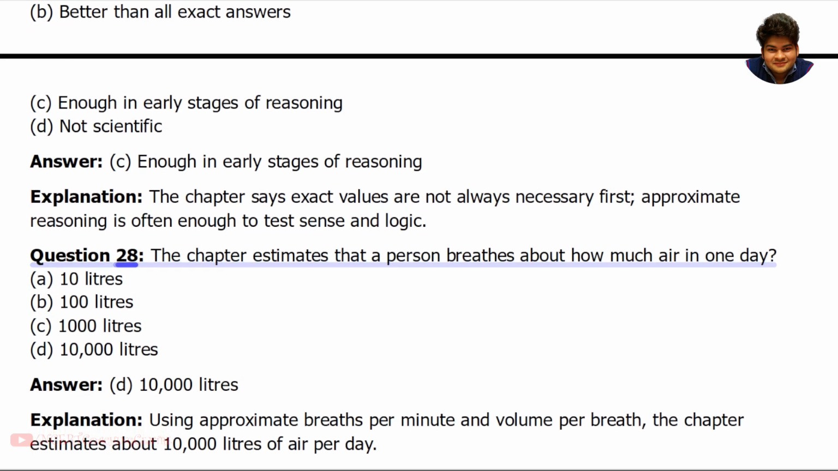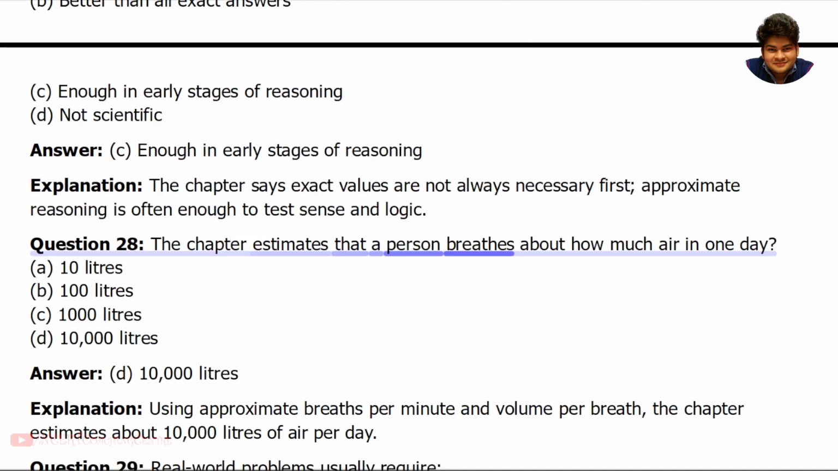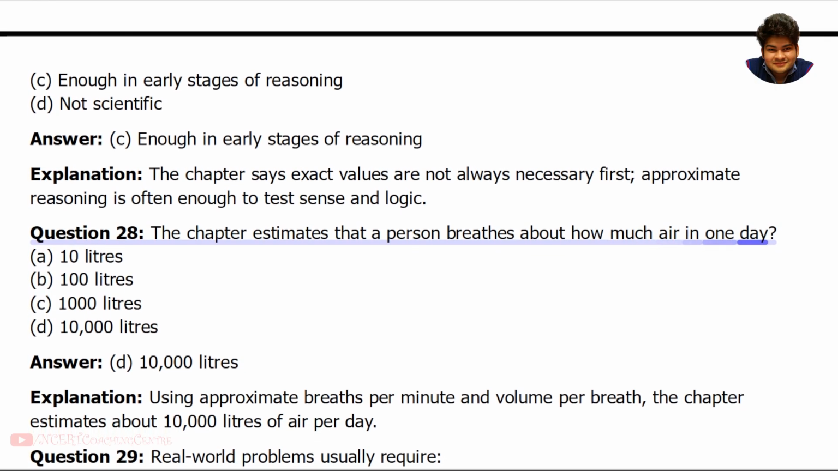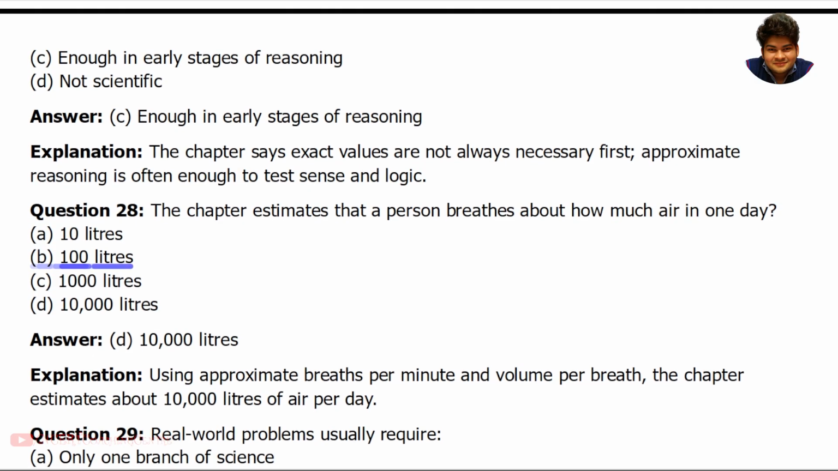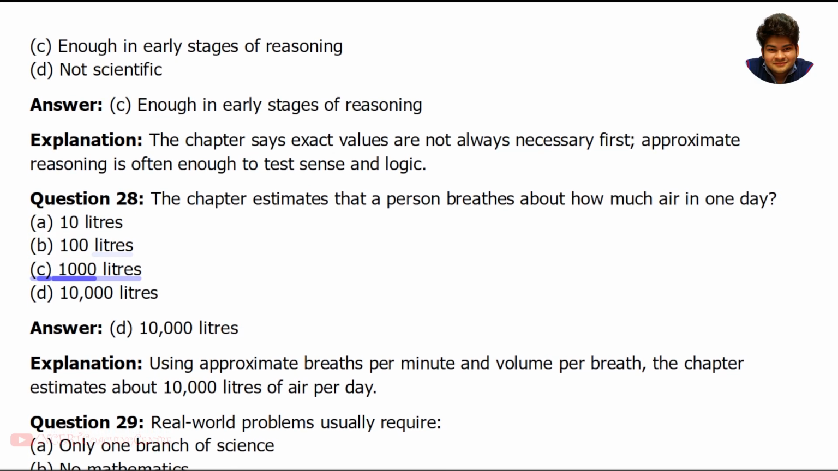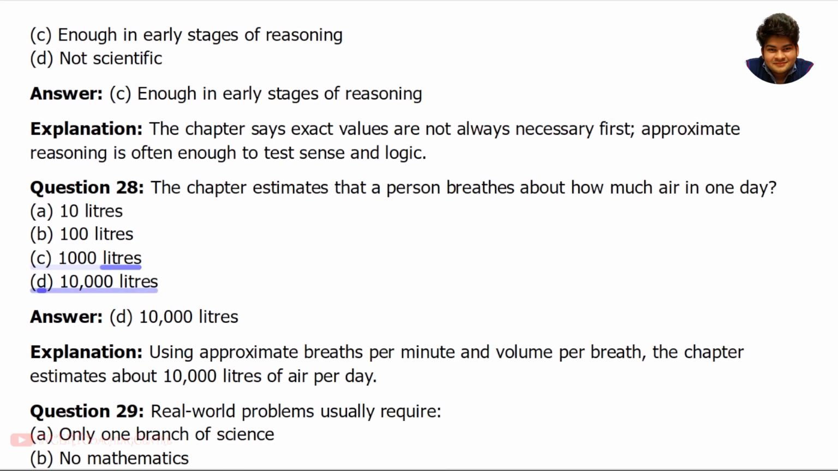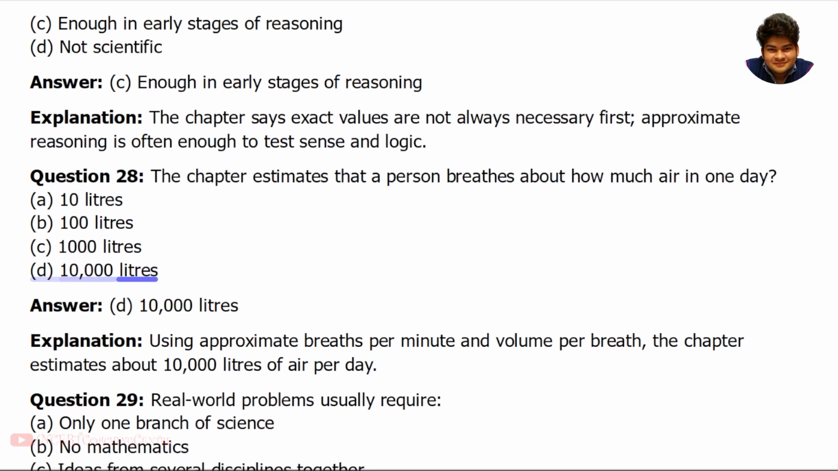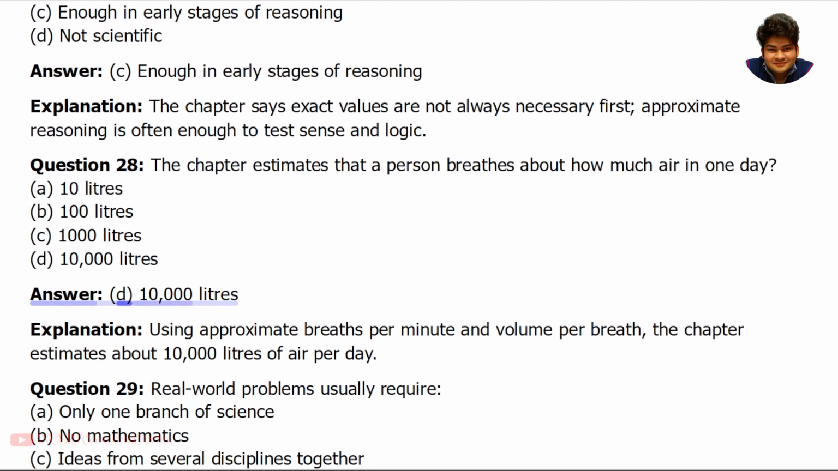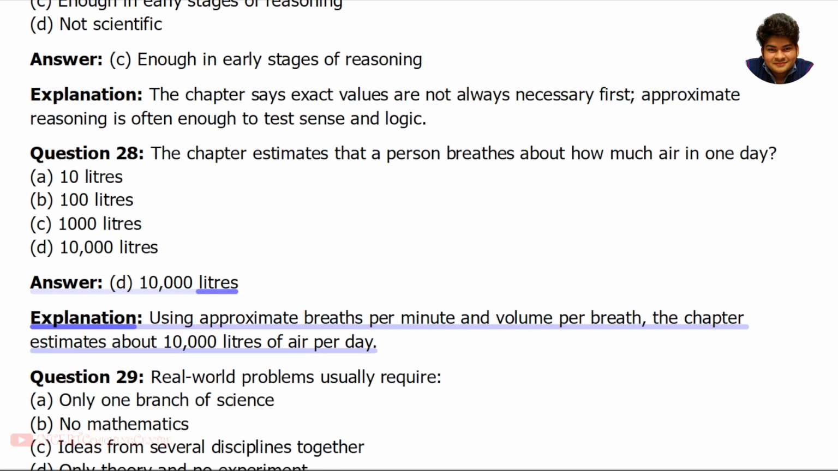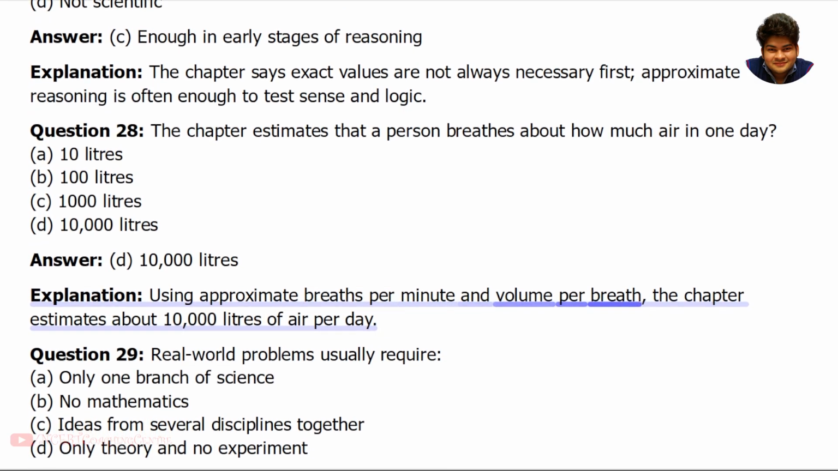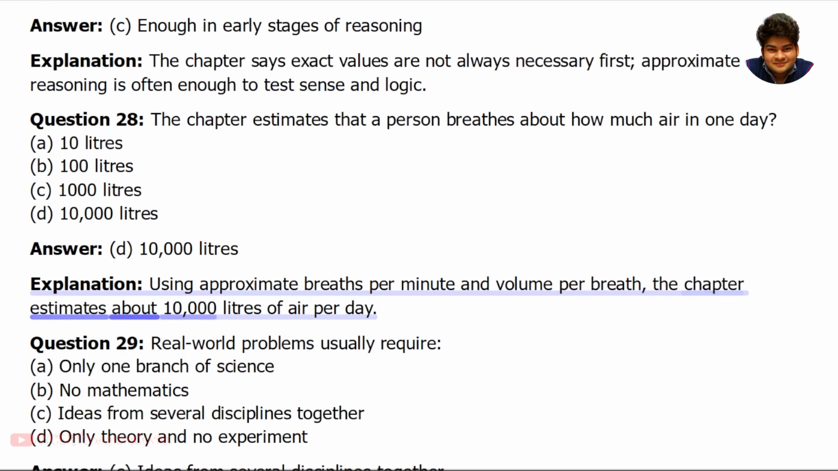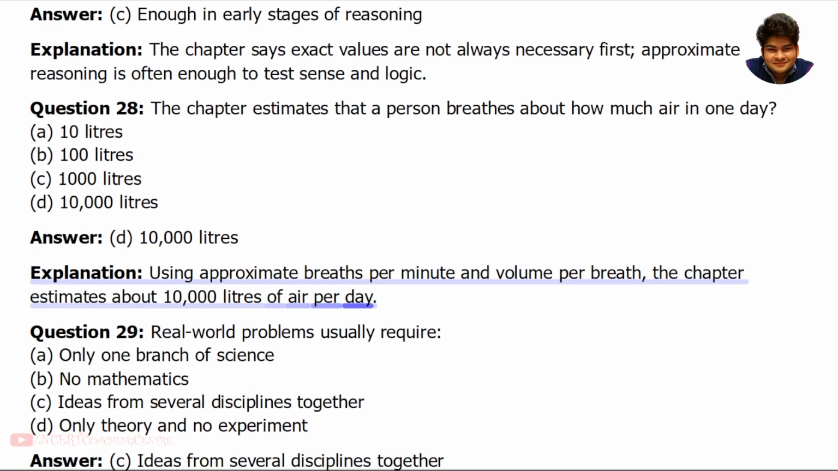Question 28. The chapter estimates that a person breathes about how much air in one day? A. 10 liters. B. 100 liters. C. 1,000 liters. D. 10,000 liters. Answer: D. 10,000 liters. Explanation: using approximate breaths per minute and volume per breath, the chapter estimates about 10,000 liters of air per day.